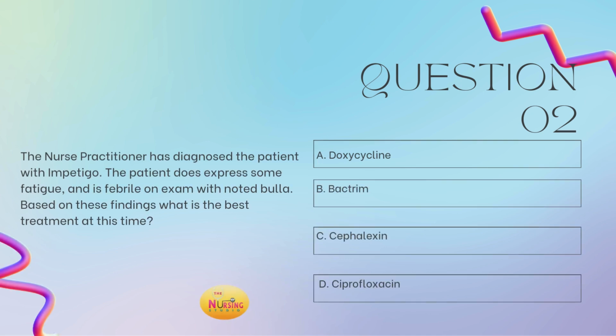All right. Question number 2. The nurse practitioner has diagnosed the patient with impetigo. The patient does express some fatigue and is febrile on exam with noted bulla. Based on these findings, what is the best treatment at this time? Is it A, doxycycline, B, Bactrim, C, cephalexin, or D, ciprofloxacin? Take a moment to tell me what you got.